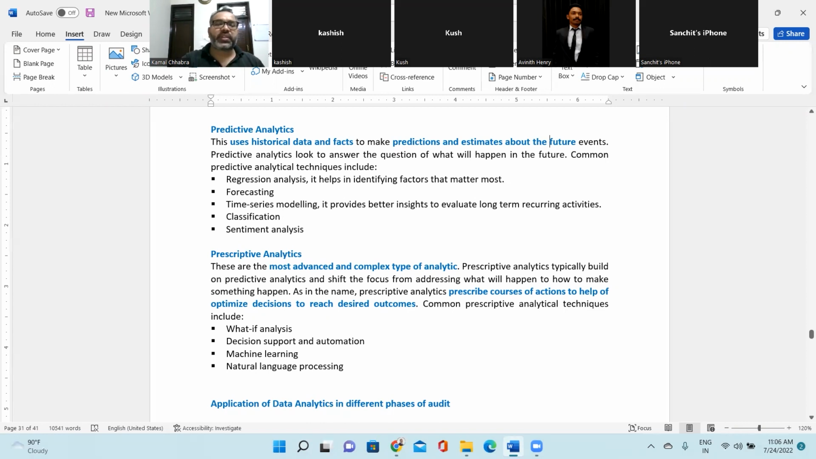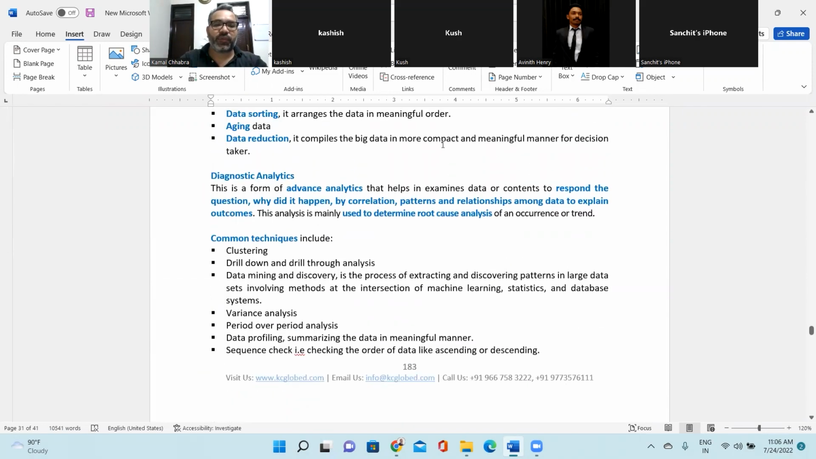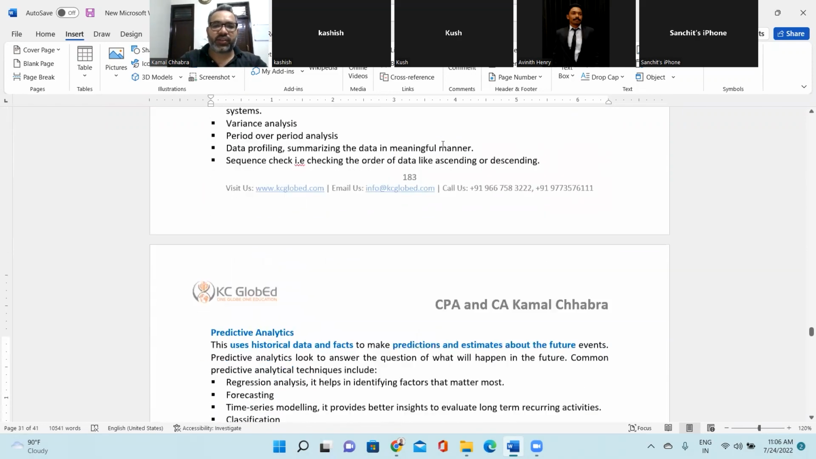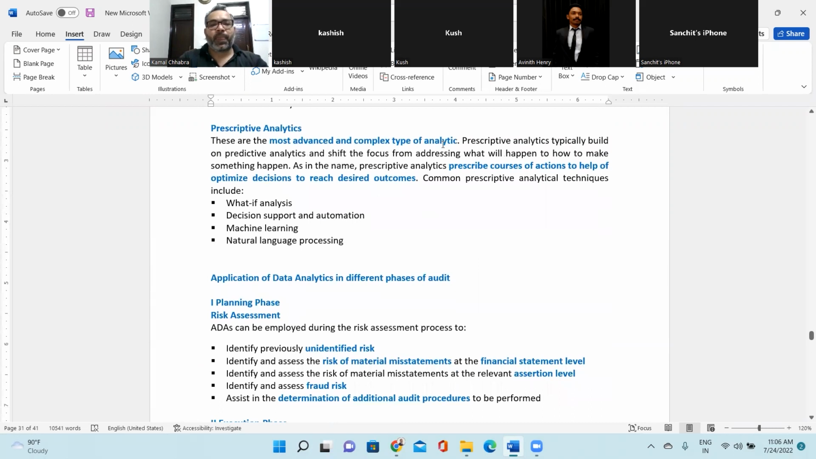Last one is prescriptive analysis. Descriptive, predictive, and prescriptive. These are the three major analytics. In addition to that, the fourth one is diagnostic analysis, right? These are like tongue twisters.